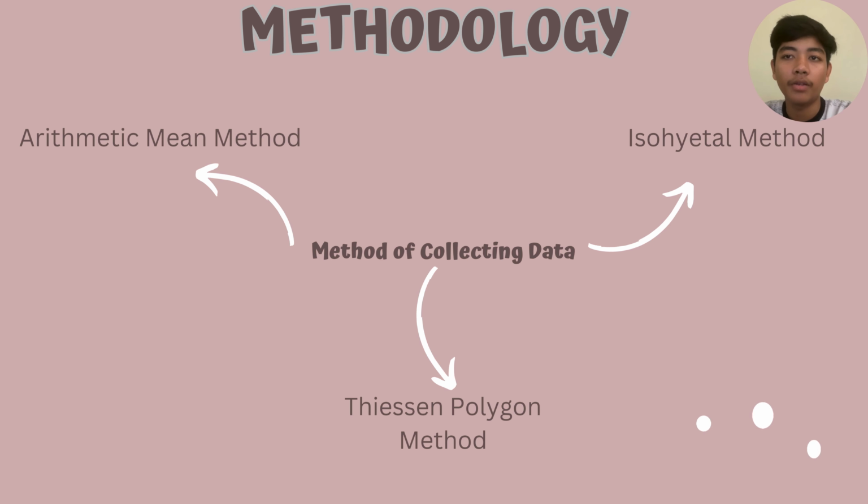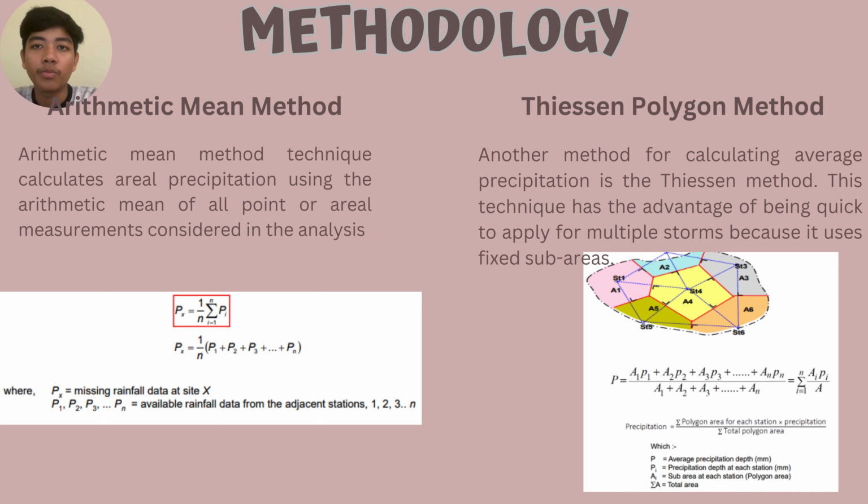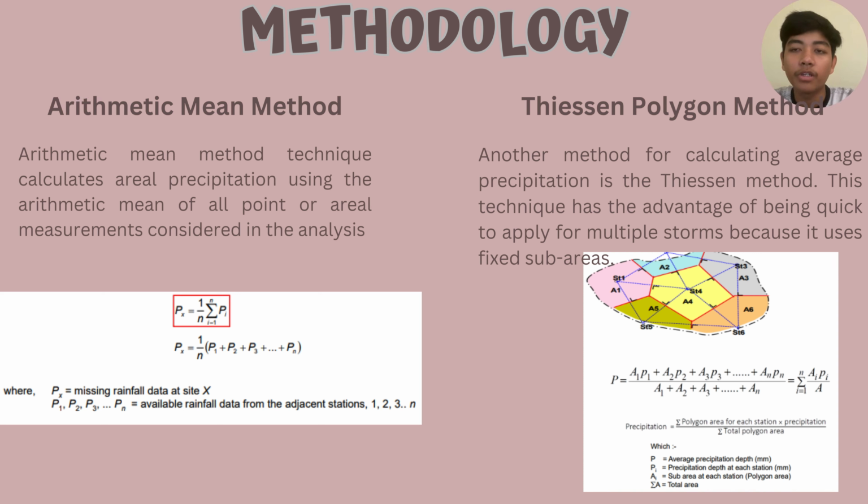The three methods that we use for collecting the data are the arithmetic mean method, the isohyetal method, and the third one is the Thiessen polygon method. The first method is the arithmetic mean method. The arithmetic mean method calculates area precipitation using the arithmetic mean of all point or areal measurements considered in the analysis, and that is the formula for this method. And the second method is the Thiessen polygon method.